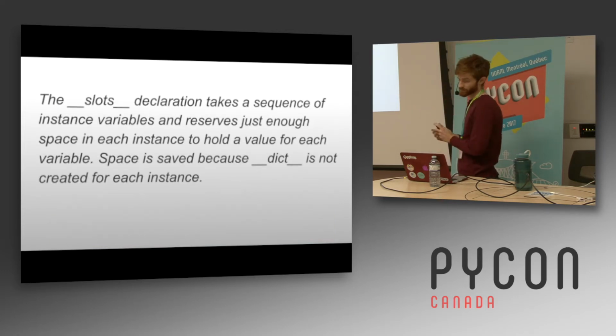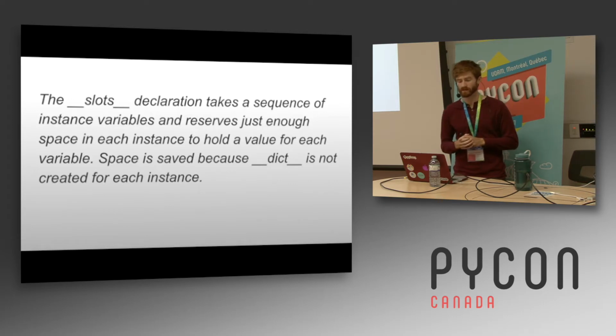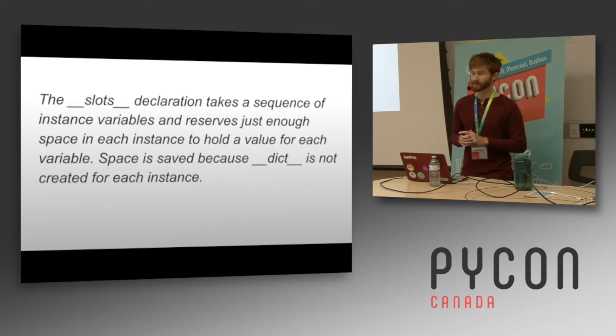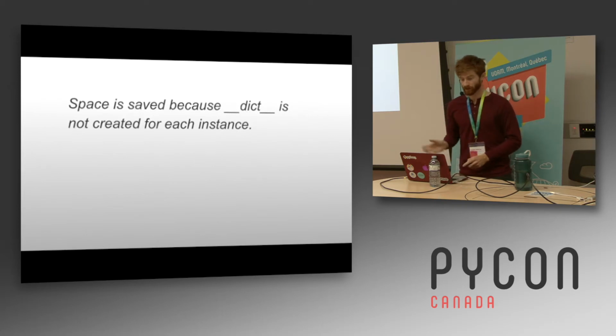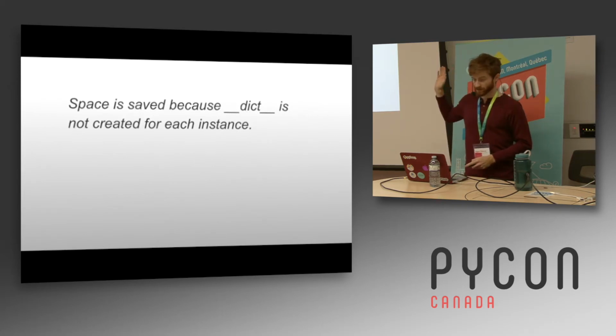This is from the data model reference doc that we saw earlier. It says, the DunderSlots declaration takes a sequence of instance variables and reserves just enough space in each instance to hold a value for each variable. Space is saved because DunderDict is not created for each instance. This is a really good high-level description. Let's try and illustrate what it's saying. The last line there, space is saved because DunderDict is not created for each instance.